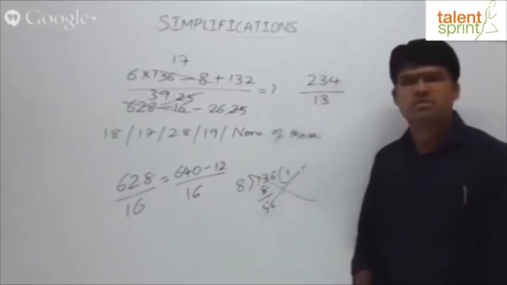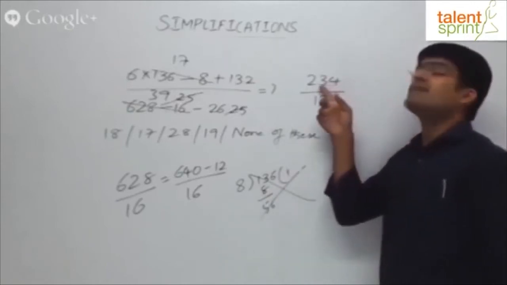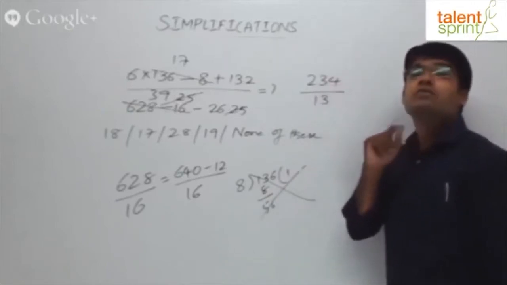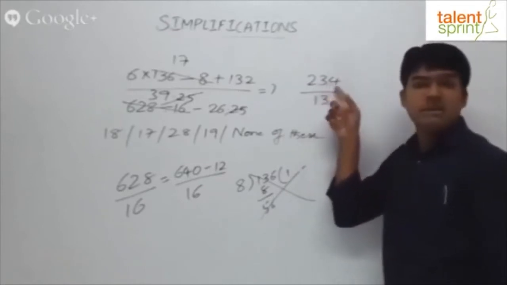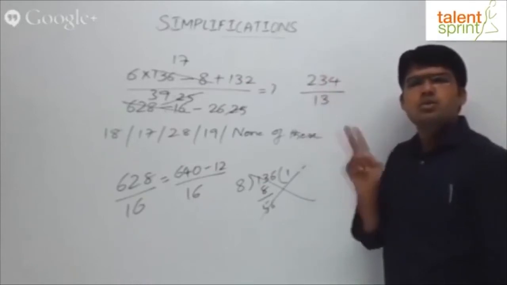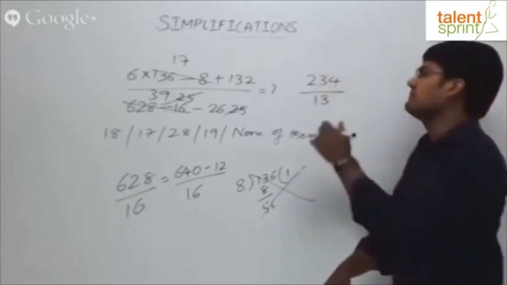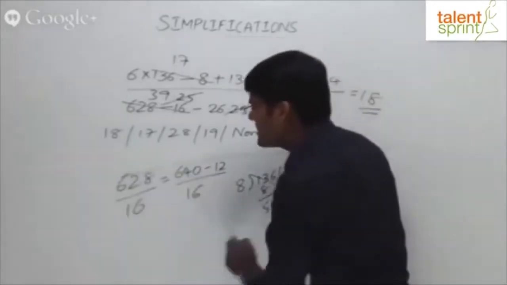Split 234. A faster way of getting the answer here is to take it as 260 minus 26. Why 260? Because I know 260 is divisible by 13. 260 minus 26 is 234. 260 by 13, 20. 26 by 13, 2. 20 minus 2, 18 should be the answer. That's your answer, 18.